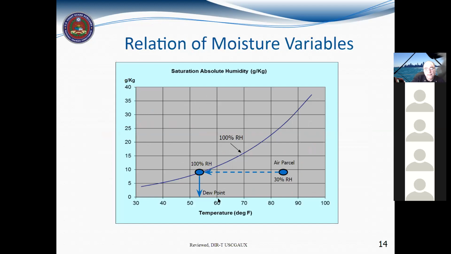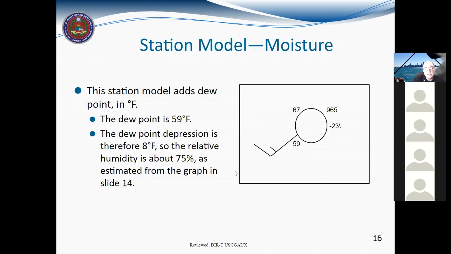67, and the dew point was 59. So you can see here the distance between these two is about 75%. So that's just estimating.